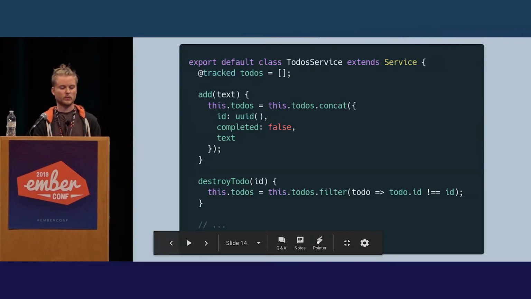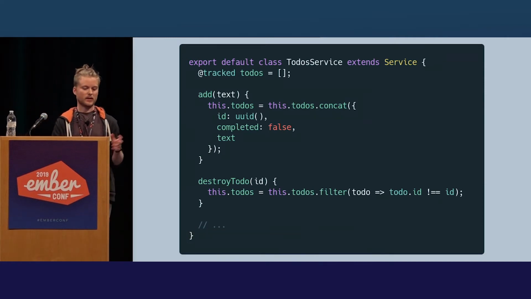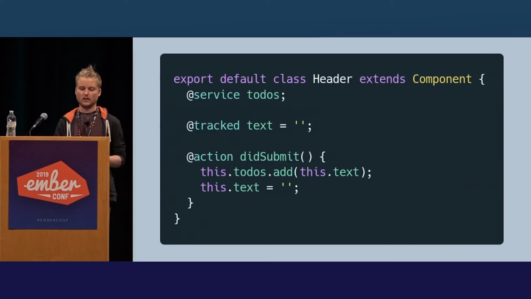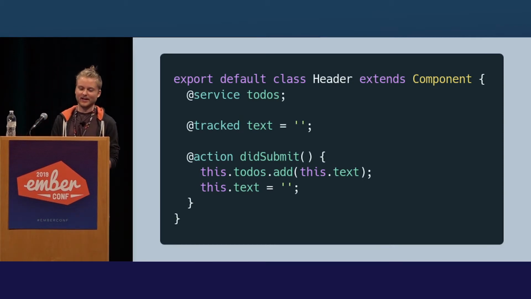So to implement this, we need a way to manage state. Services in Ember are a good way to do that. This will manage the list of to-dos, provide helper functions, etc. Next, we'll inject the service and use it. Cool. That was easy. Our header component can now add to-dos.